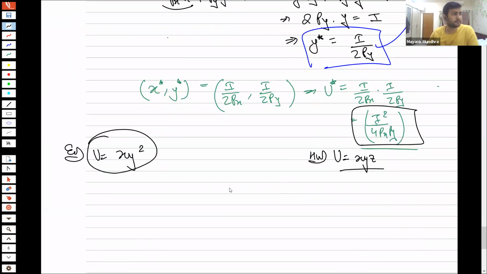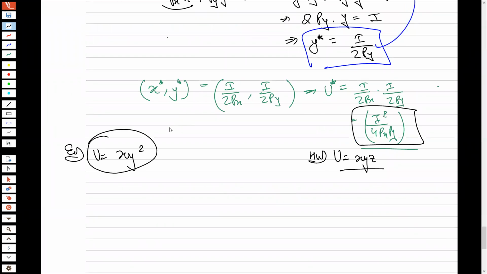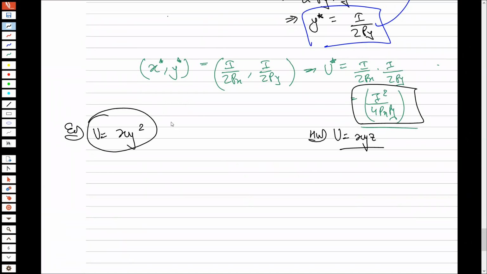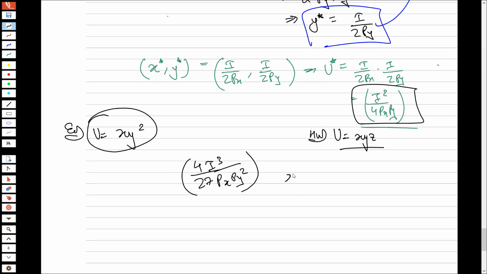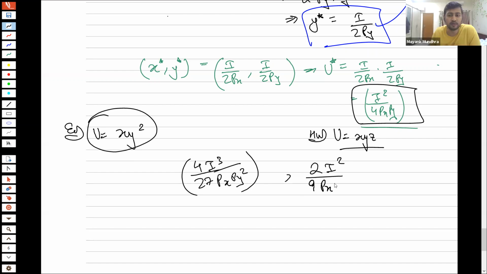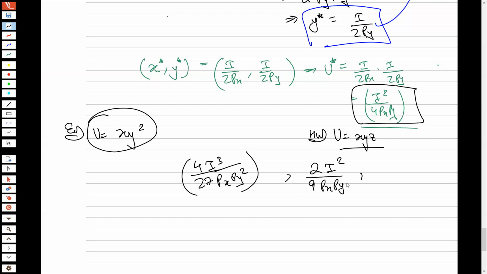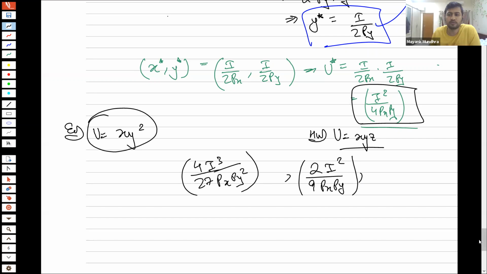Okay. So what's the answer? So 4i cube by 27 px py square. Yes, I also got the same. Any other answers? Yeah. So 2i square by 9 px py. Yes. Okay. Any other sort of answers? Anybody wants to contribute?